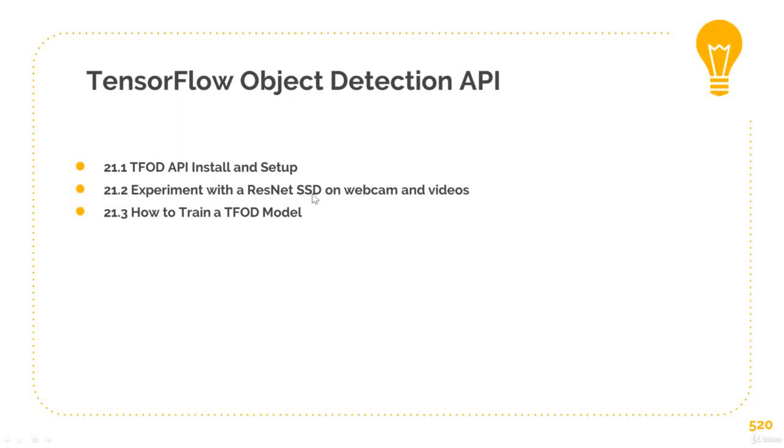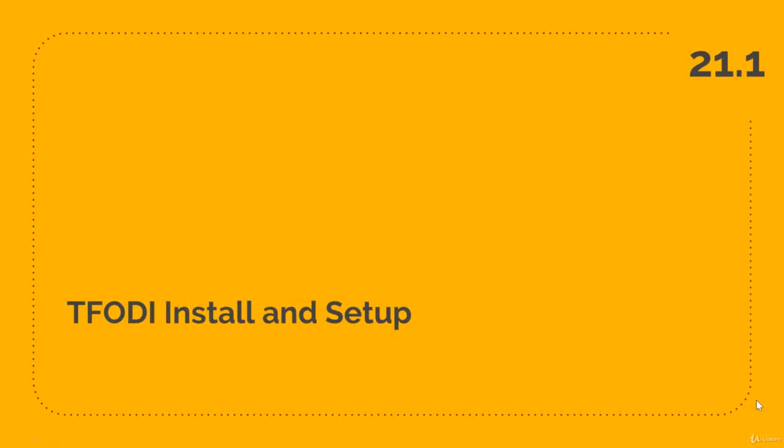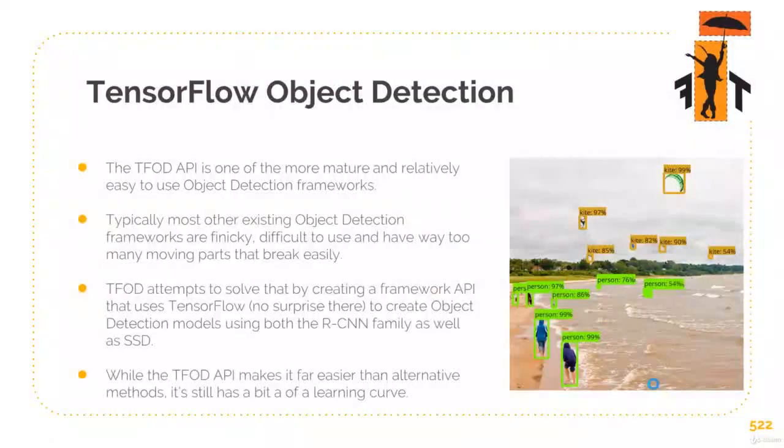This one is trained on ResNet SSD, and we use it on our webcam and videos and images. And then in 21.3, I go into detail on how you would actually go about training a TensorFlow object detection model. It's not easy, but it is doable if you have a GPU. Okay, so in 21.1, we deal with the TF-ODI install and setup.